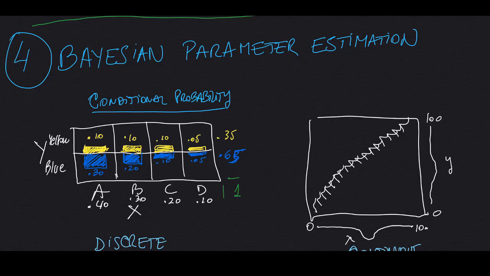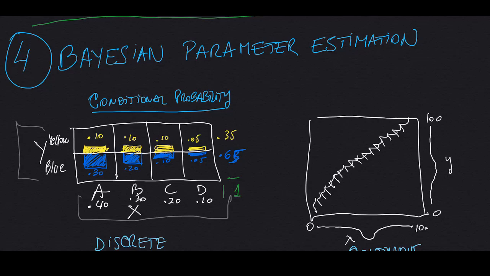In Bayesian parameter estimation, we make use of conditional probabilities. We went through conditional probabilities using two discrete variables: one variable with four possible values, A, B, C, D, and another variable with two possible values, yellow and blue.